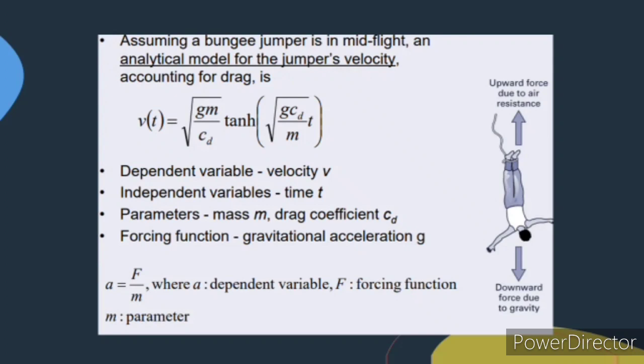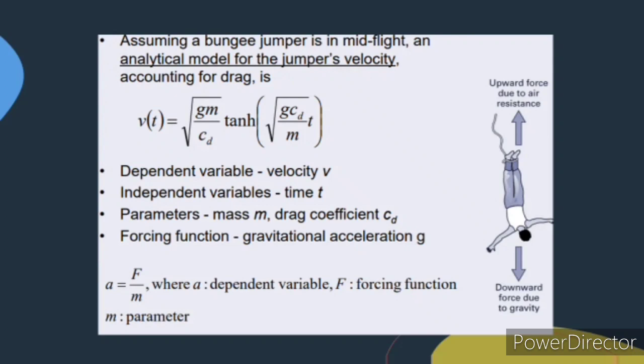We have here a model function example. Assuming a bungee jumper is in mid-flight, an analytical model for the jumper's velocity accounting for drag is v(t) equals the square root of gm over cd times tanh of the square root of g cd over m times t, where the dependent variable is velocity v and the independent variable is time t. The parameters are the mass m and drag coefficient cd, and lastly the forcing function is the gravitational acceleration g.